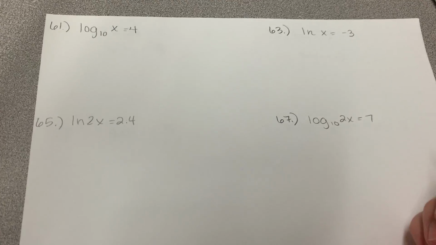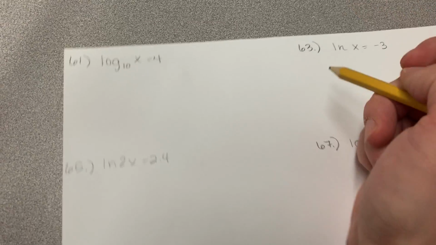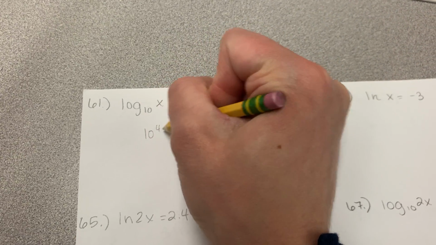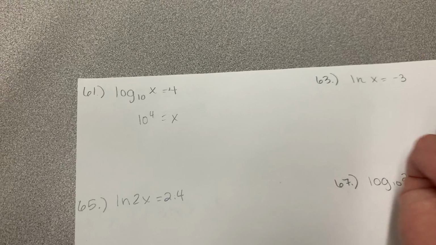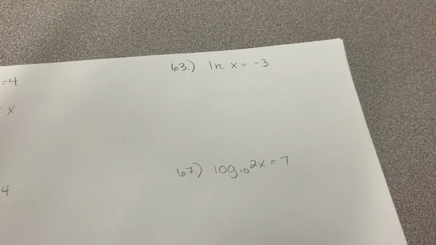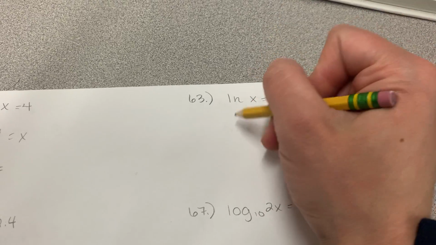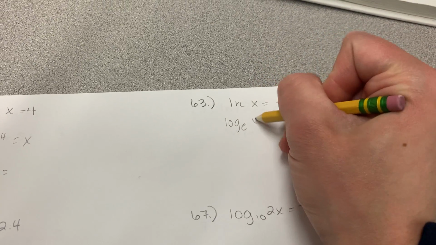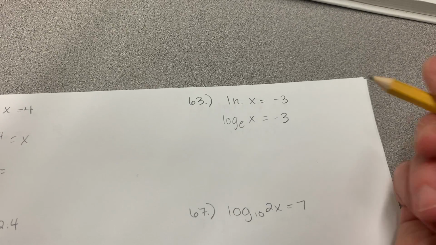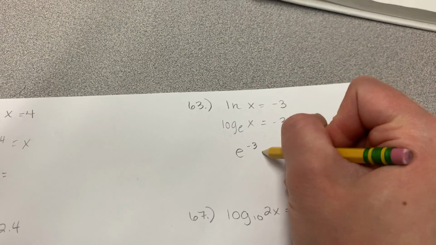Okay, next section is 61 through 81 odd. Here, if log doesn't help you, put it in exponential form, and then simplify. Okay. Next part is ln x. You can rewrite it as log base e of x. So if log form doesn't help you, then rearrange it into exponential form.